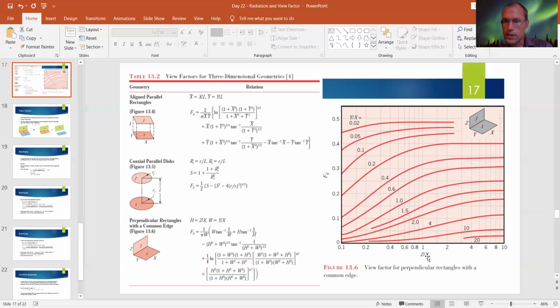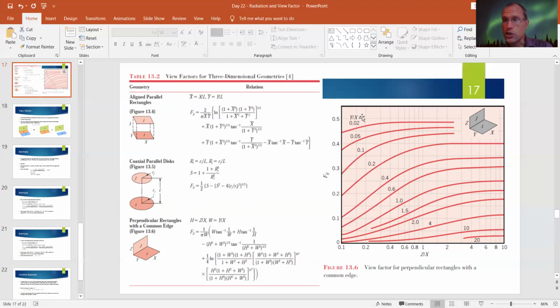So Z over X, Z is the height of my wall, which is 3 meters. X was 4 meters. So that is 0.75. So I want to come down here, 0.6, 0.8. This line is 0.7. So 0.75 is between these two lines. So somewhere between these two lines is where I'm looking. And then y over x curve. So which one of these red curves do I need to be on? Y is 4 meters, x is 4 meters.